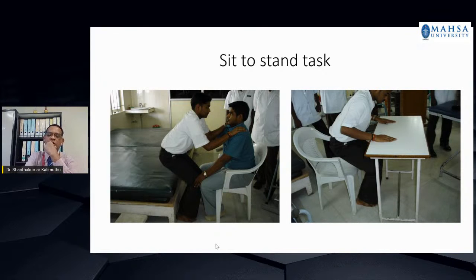Okay. And then you can give a structured environment like this. You can keep a table in front, and then the patient can also participate in the sit to stand task. This can also be taught to the nurses of a neuro ward, even to the attenders. They can also train the patient to do the sit to stand task very early.